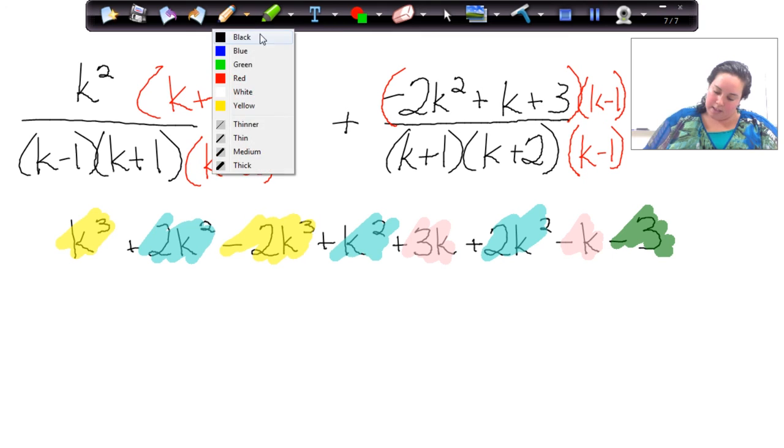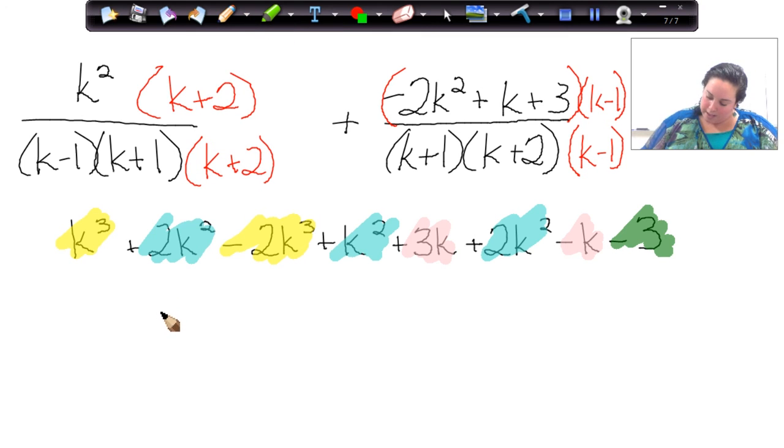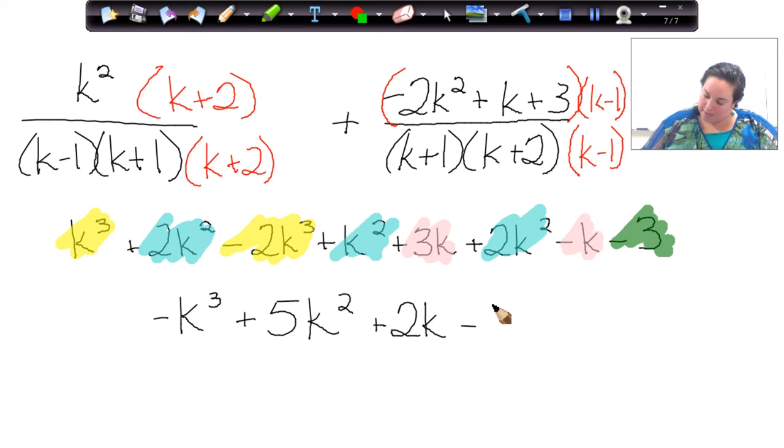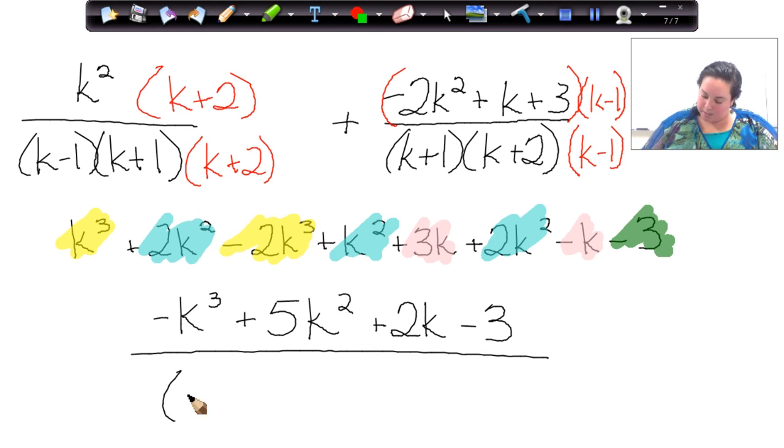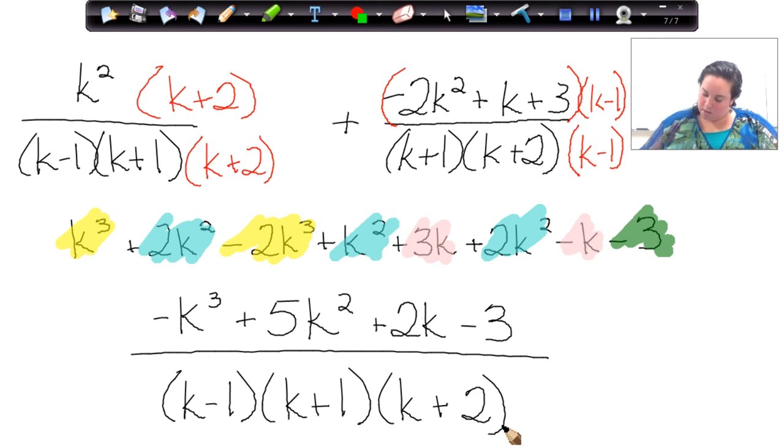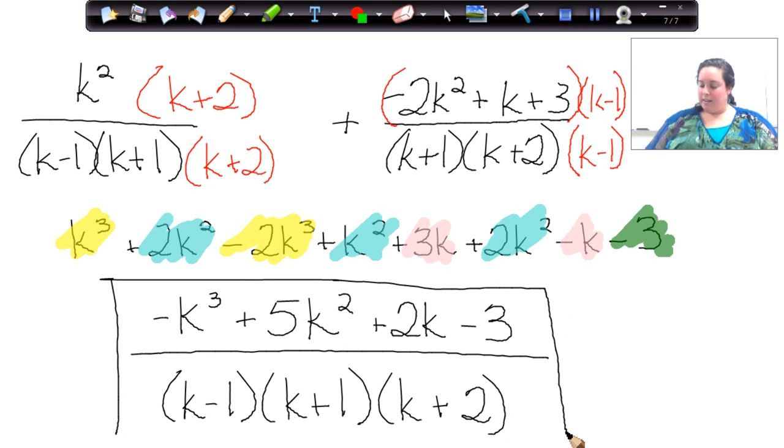All right, so let's write that all out. We have negative k cubed plus 5k squared plus 2k minus 3, all over this same least common denominator that we had before. You don't need to multiply out the denominator, but you could simplify it if you would like.